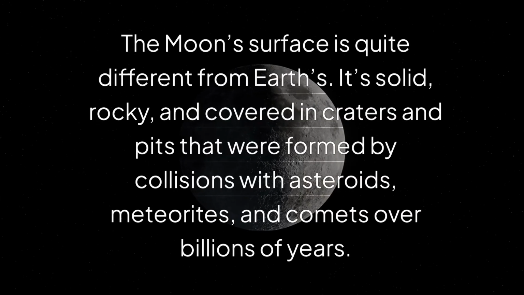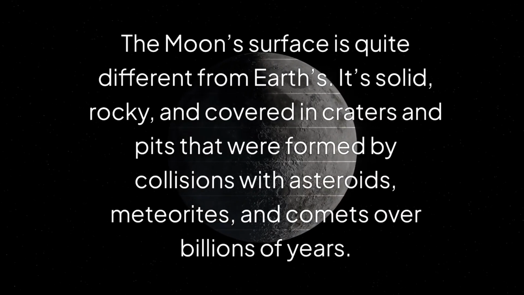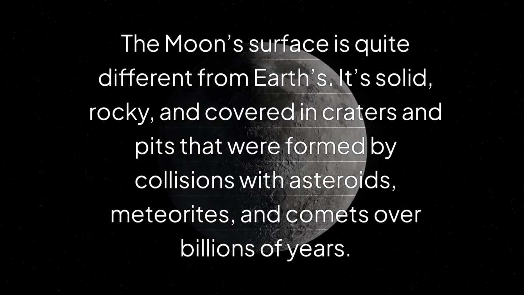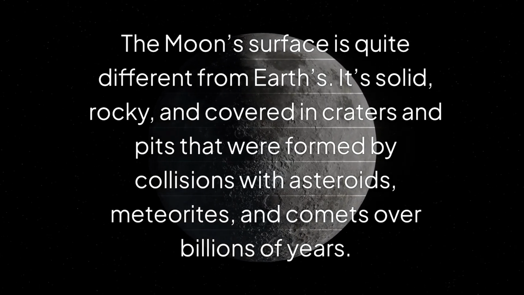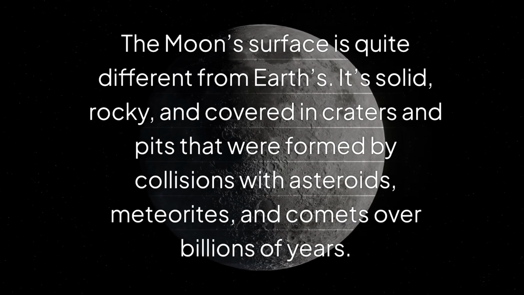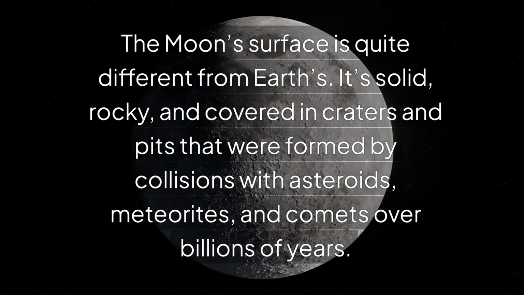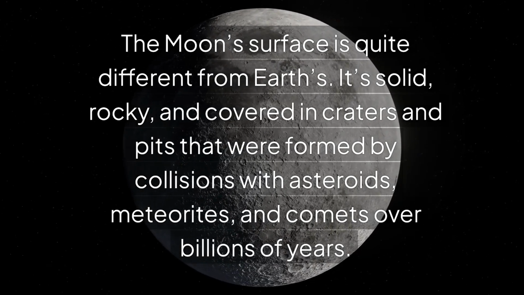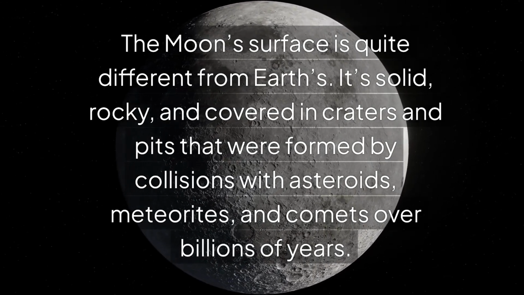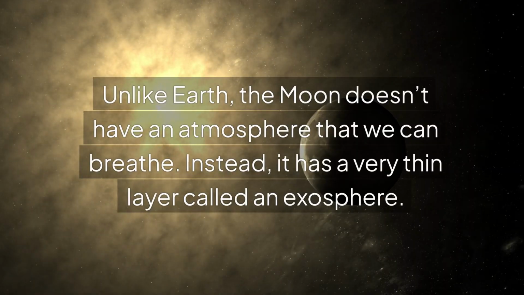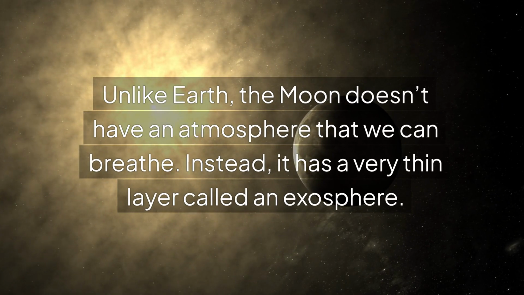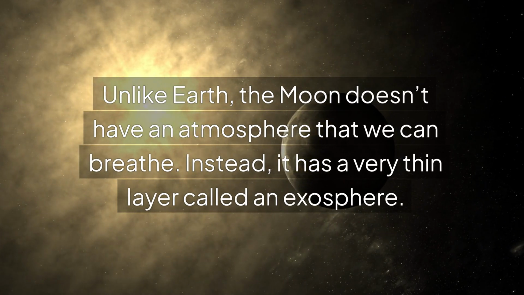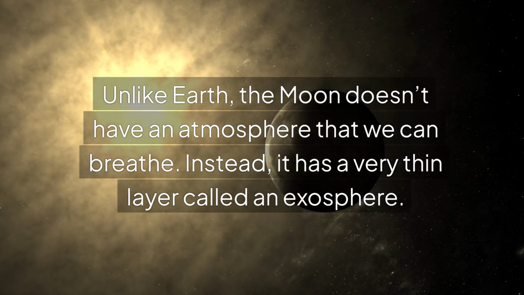The moon's surface is quite different from Earth's. It's solid, rocky, and covered in craters and pits that were formed by collisions with asteroids, meteorites, and comets over billions of years. Unlike Earth, the moon doesn't have an atmosphere that we can breathe. Instead, it has a very thin layer called an exosphere.